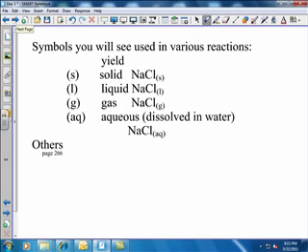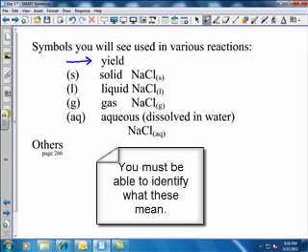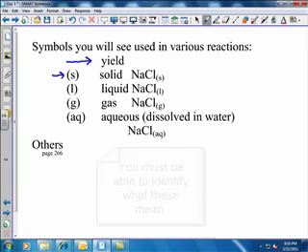Before we get into the various reactions, you need to be aware of symbols that are going to show up. Okay, we've already talked about the yield sign. So we have the arrow for the yield sign. But you also have this S, and if you see that little S, located on the bottom as a subscript to an element, that means that that NaCl is a solid.